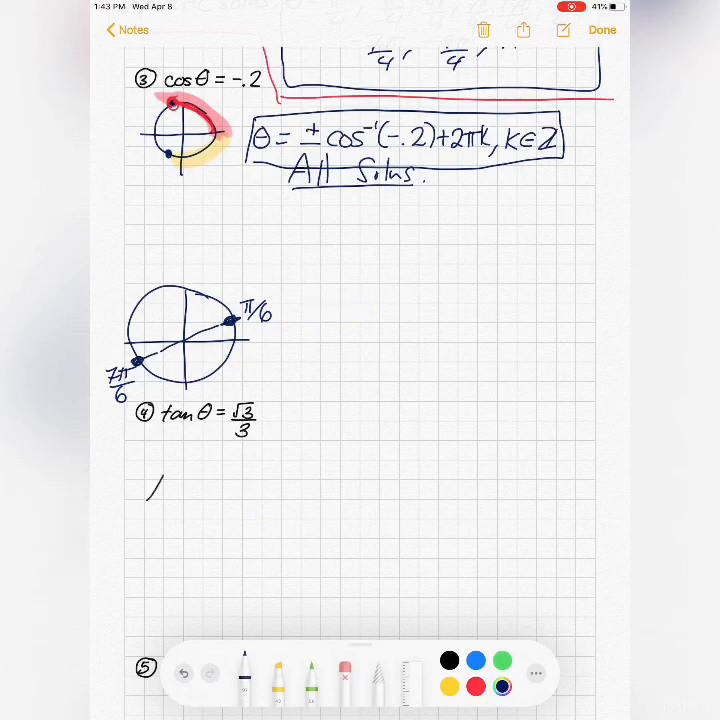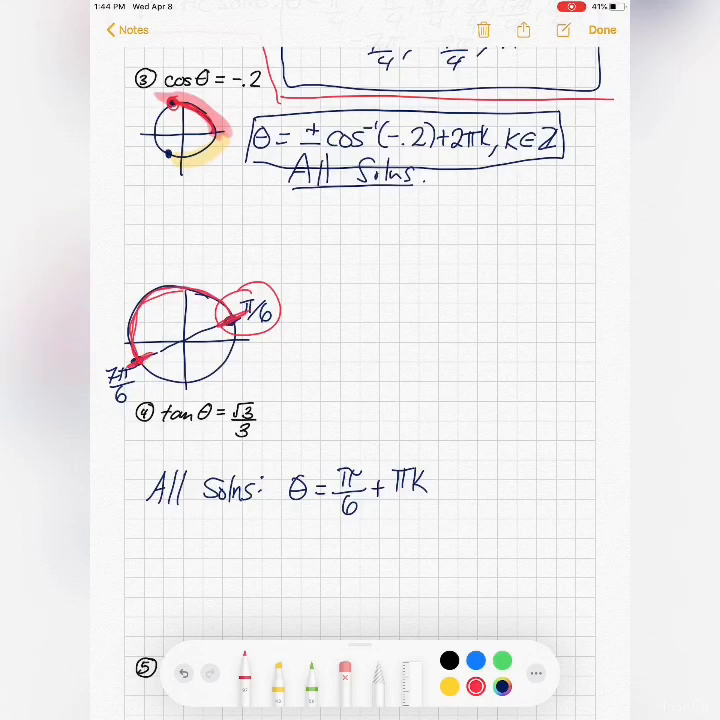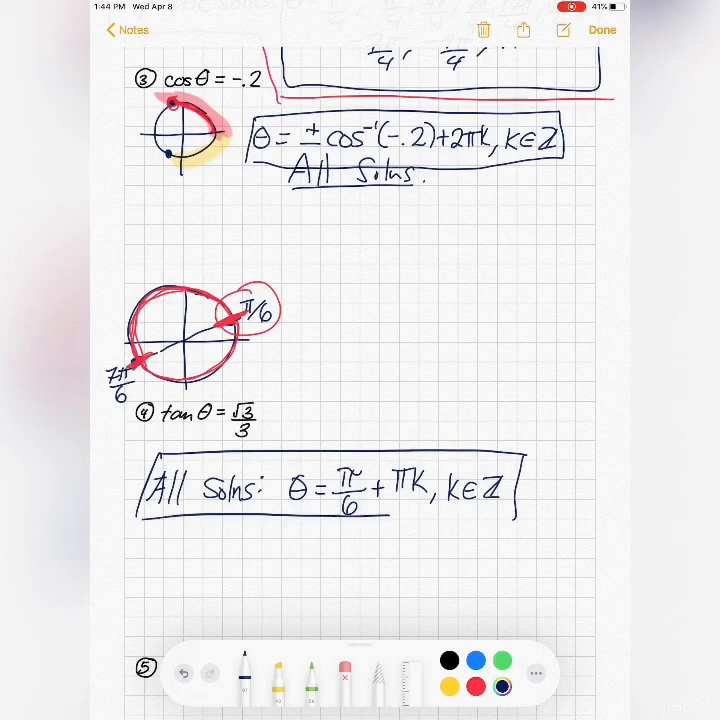Okay, so how to write out the solutions. Well, for this one, can't I do just one equation? Because actually, this time, if I start at pi sixth, every time I go a distance of pi here, I'm going to encounter another solution. So actually, because those points are diagonally separated, I can use the multiple of pi here rather than the multiple of 2 pi. Okay?